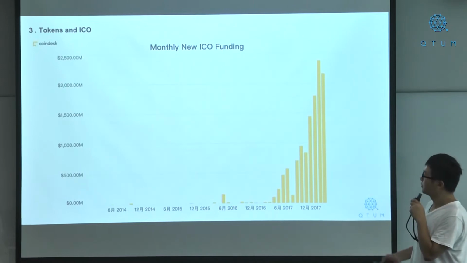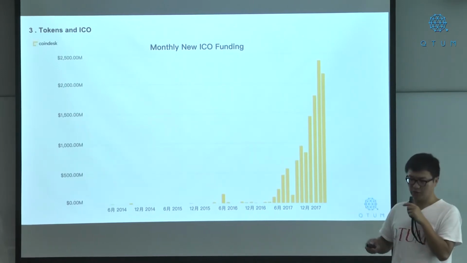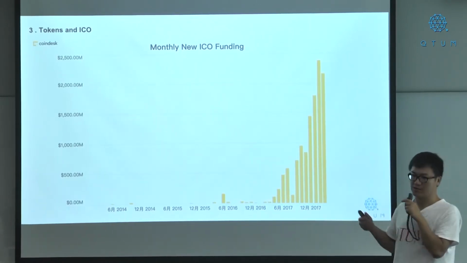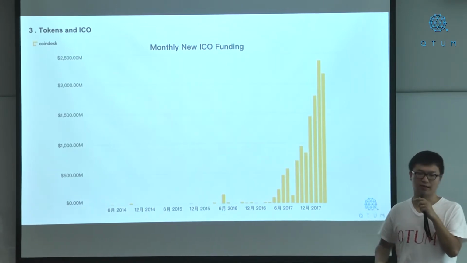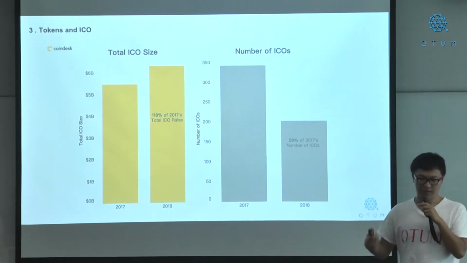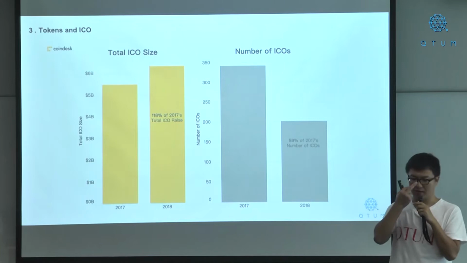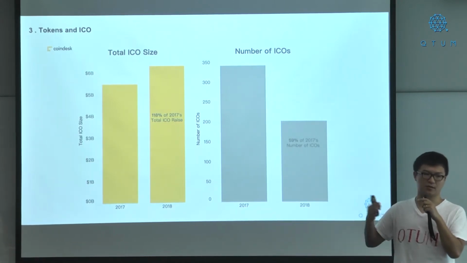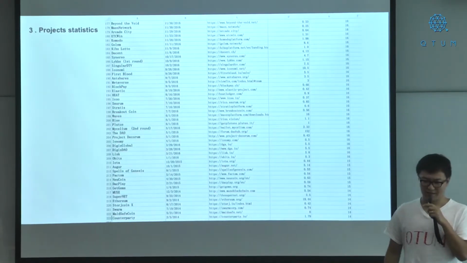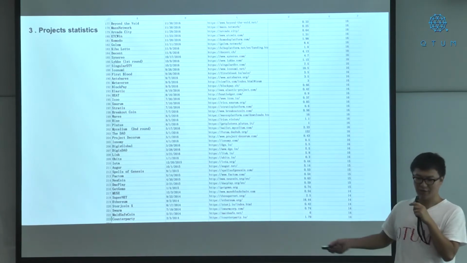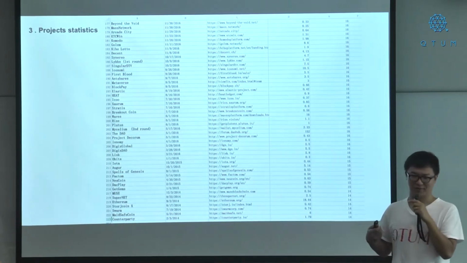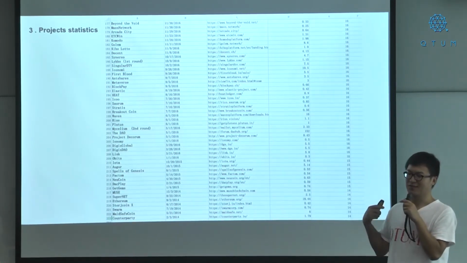Also, the monthly new ICO funding is still growing. In the last year, it was the craziest time. Monthly, you could raise maybe 2 billion USD across all the projects in the industry. That's the total ICO size and the number of ICOs. In 2018, I think in the first few months we had fewer ICOs than in 2017, but it's growing. That's kind of crazy. There are like 200 ICO projects, and most of them fail. Maybe 20 or 30 survive.